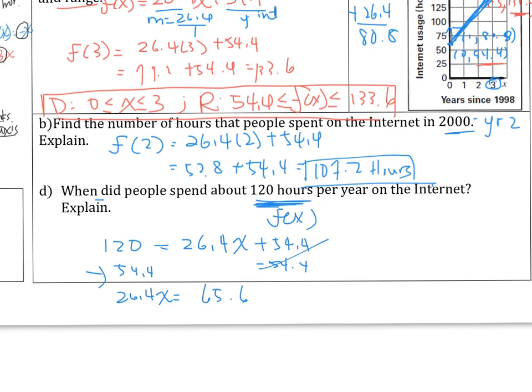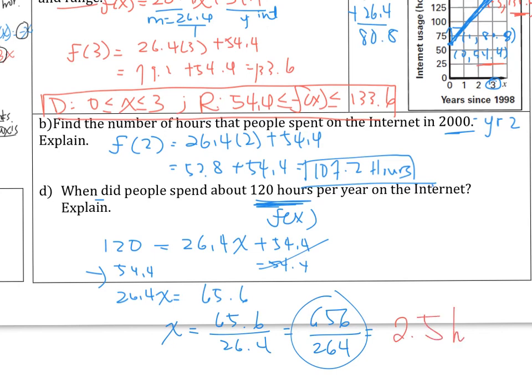And then x would be 65.6 over 26.4. 656 over 264. Okay, and then if you simplify this, you should get about 2.5 years. Okay, that concludes our lesson.